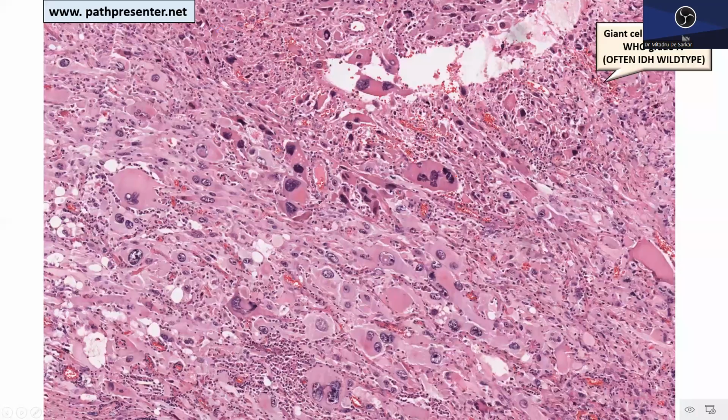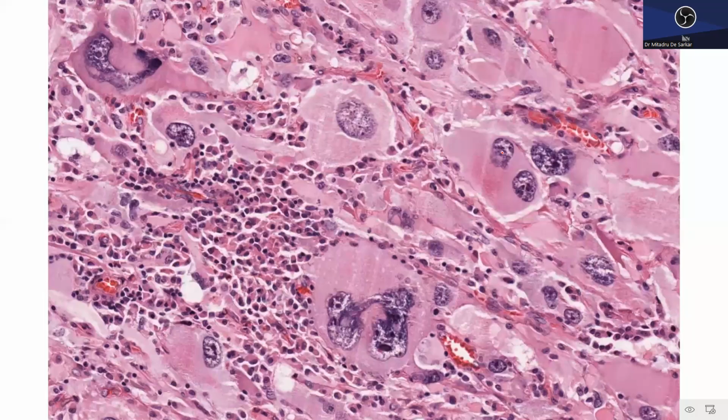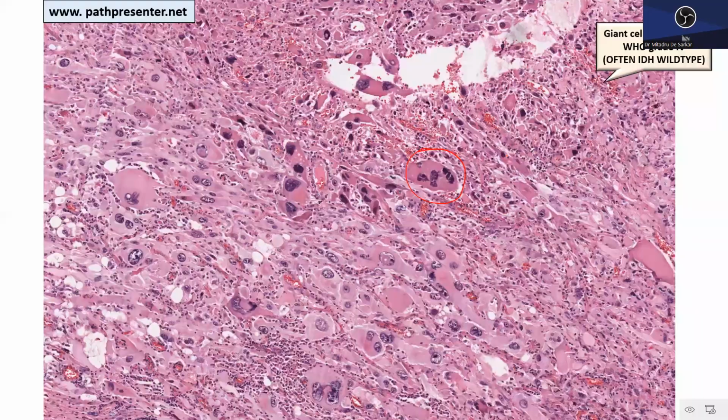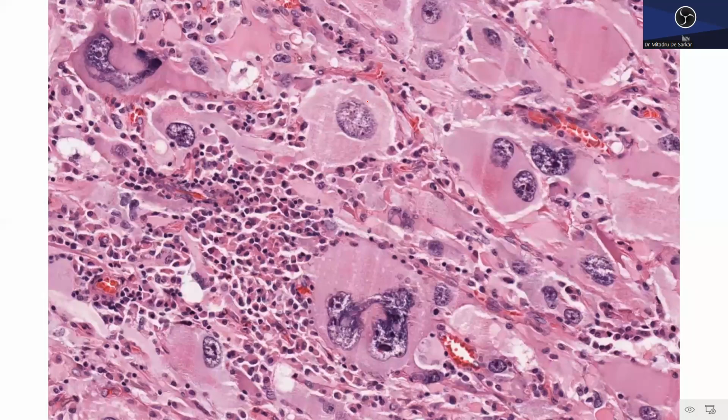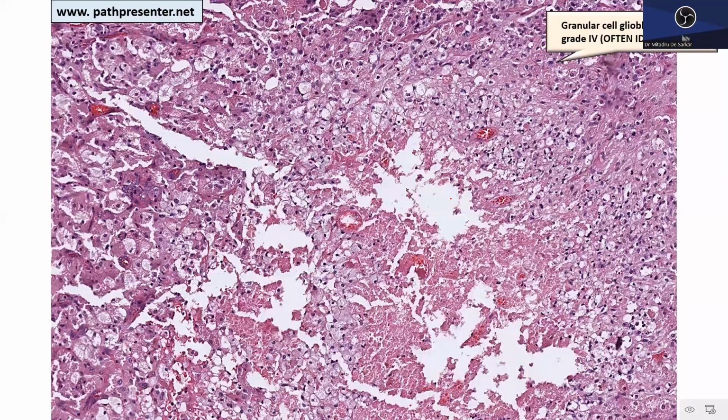This is a giant cell glioblastoma, as you can see, which is defined by the presence of these pleomorphic, almost anaplastic looking bizarre astrocytes. It can sometimes be confused with an anaplastic pleomorphic xanthoastrocytoma. Okay, so you have got these bizarre astrocytes of giant cell morphology. This particular variant is known as a granular cell glioblastoma / astrocytoma.